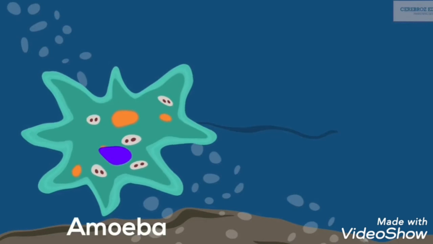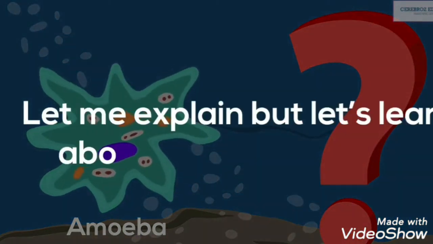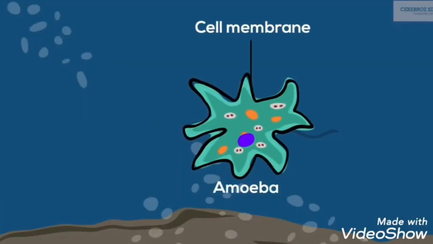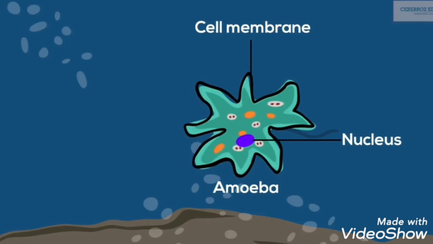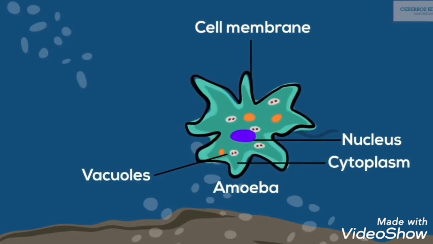You might be wondering, how does it do that? Let me explain, but let's learn about its structure first. Amoeba has a cell membrane, a rounded dense nucleus, and many small bubble-like vacuoles in the cytoplasm.